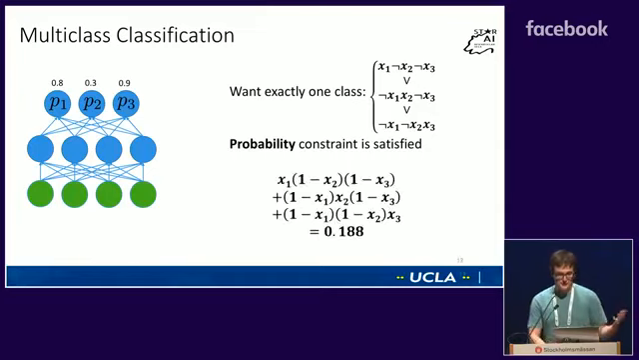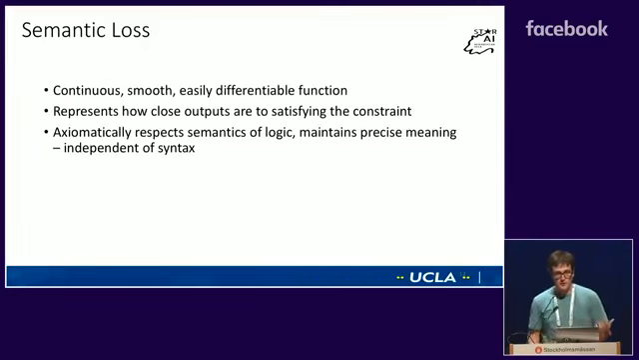So in this case, we can write down the formula pretty easily. You can just read it straight from the logic. And we can see, in this particular case, maybe there's a 19% chance that it's satisfied, so this is not great. We might want to increase it. But this function for a particular constraint is what we call semantic loss. And it's basically our way of bridging this gap.